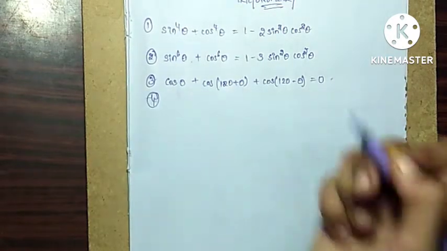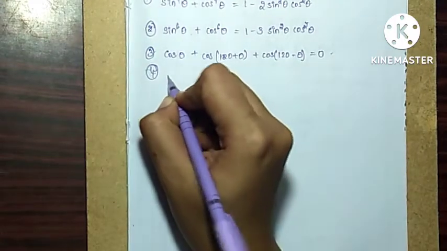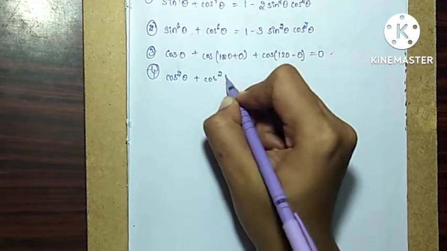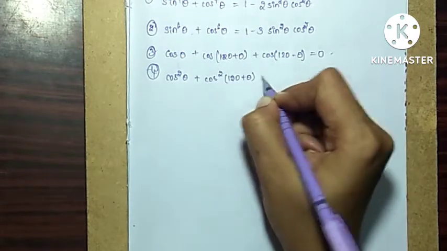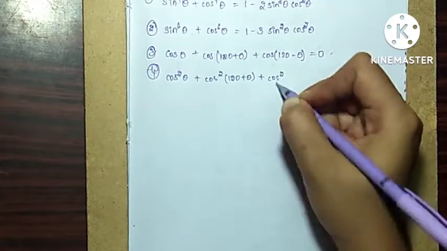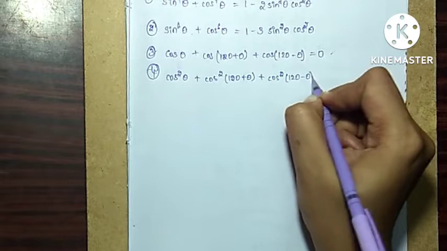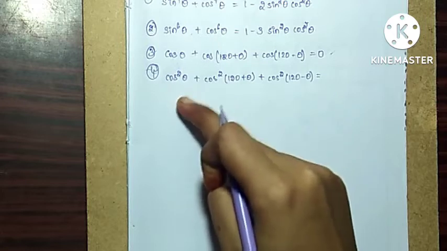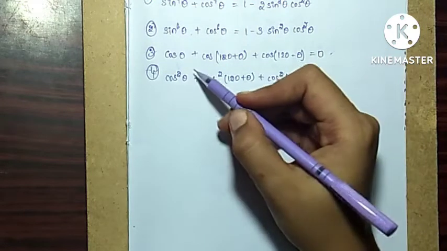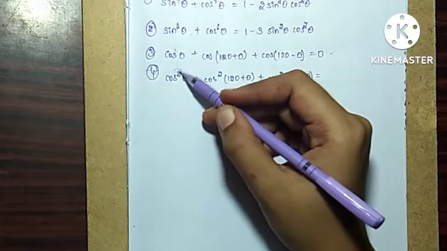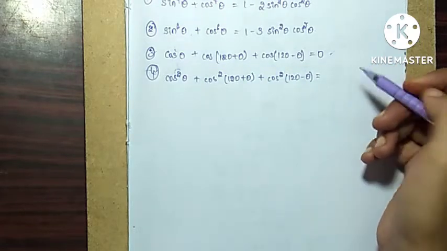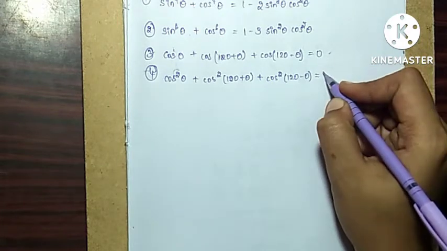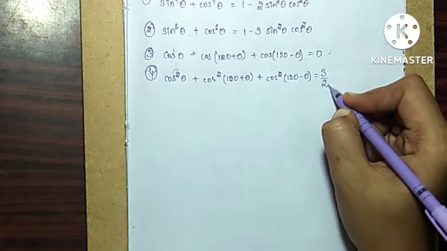Now the fourth formula is cos^2 theta + cos^2(120 + theta) + cos^2(120 - theta). It is quite similar, but there it is cos to the power 1 of theta, here it is cos to the power 2 of theta. There is no exponent in the first form, here there is an exponent. It is the same expression, but this is not equal to 0. Sorry, this is equal to 3/2.